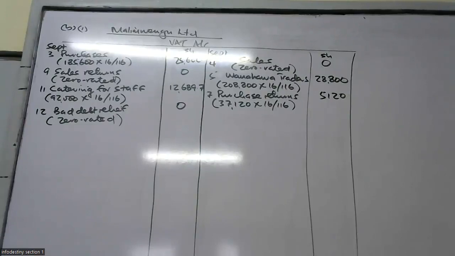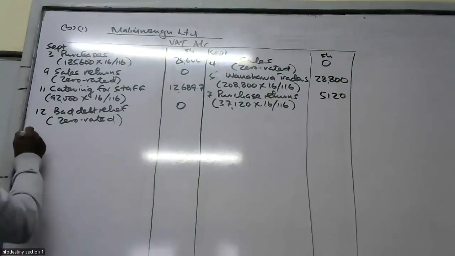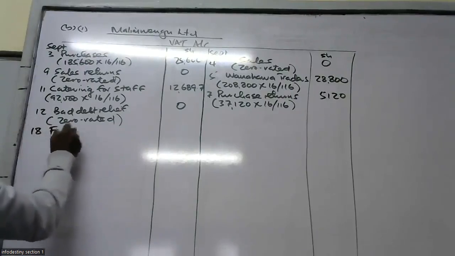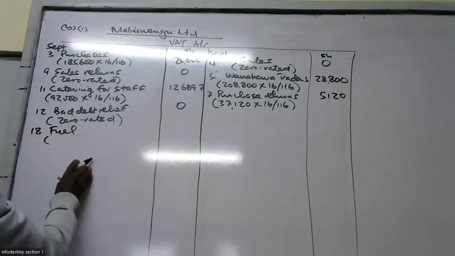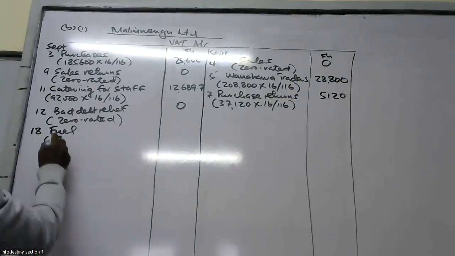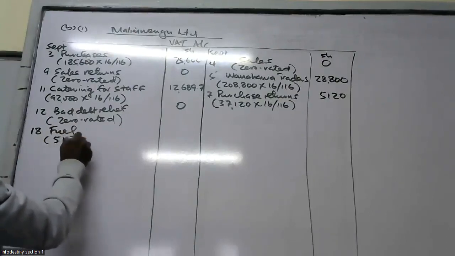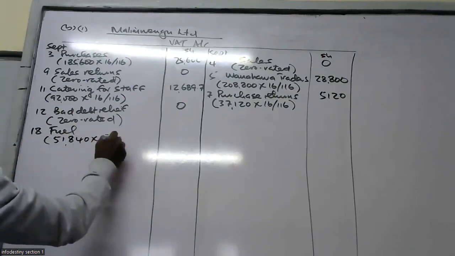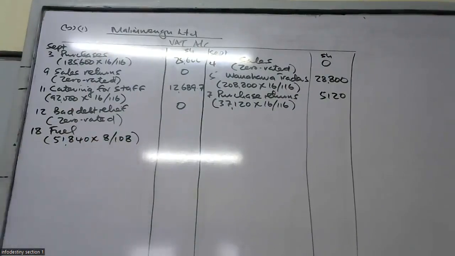On 18th, we purchased motor vehicle fuel for 51,840. So for fuel you use 8%. Your fuel is 51,840, but you use 8 over 108 if it's inclusive. So you use 8%. So the VAT on fuel is 3,840.